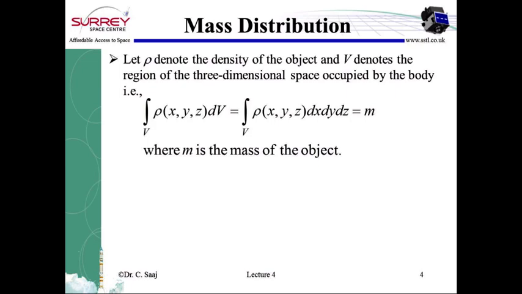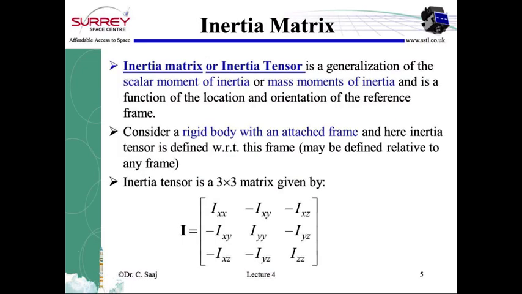Now let's extend this concept of mass distribution to define the inertia matrix, also known as the inertia tensor. For this we need to start with the basics of moment of inertia. So what is moment of inertia? Well, moment of inertia is a measure of a body's resistance to changes to its own rotation.